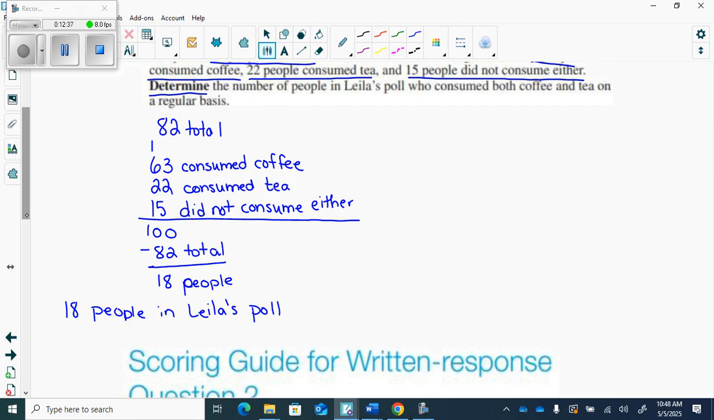Okay? So here it says the number of people in Layla's poll who consume both coffee and tea on a regular basis. 18 people in Layla's poll consumed both coffee and tea, and people usually stop, but I'm not going to, on a regular basis. Why am I such a stickler?